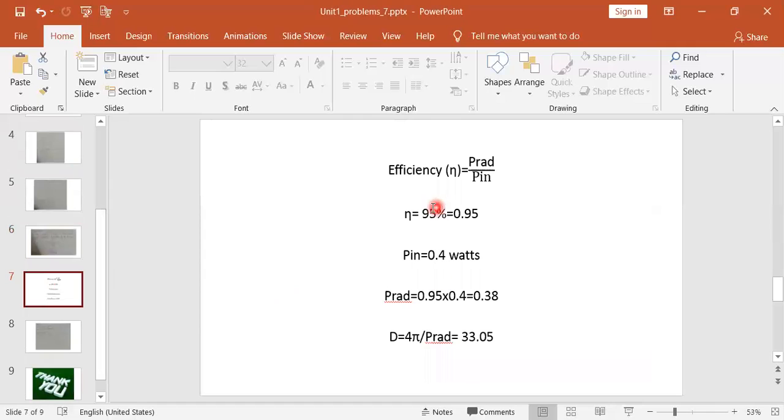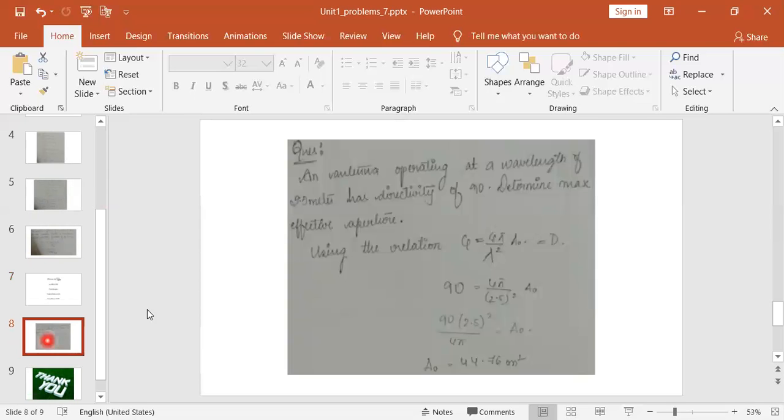So efficiency is equal to P radiated by P in. In this problem, efficiency is given as 0.95 and P in is also given in the problem as 0.4. So we can calculate P radiated as efficiency into P in, that is 0.38. So in the above expression, that is D is equal to 4 pi U max by P radiated, we'll get 33.05 as directivity.